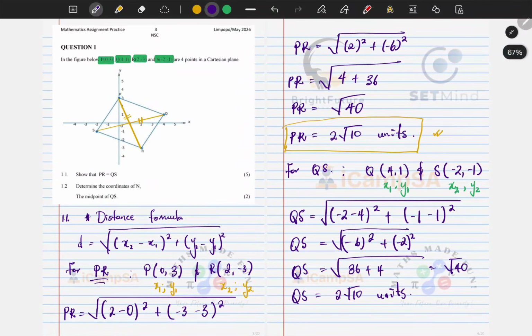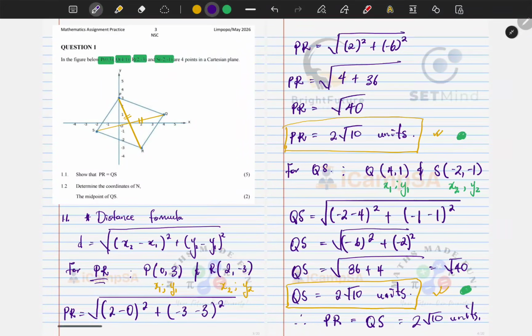units, right? And therefore we can see that QS, this is QS, is indeed equal to this. And therefore we can conclude that your PR is indeed equal to your QS. Why? Because they are both equal to 2 root 10 units, right? So we can stop here.